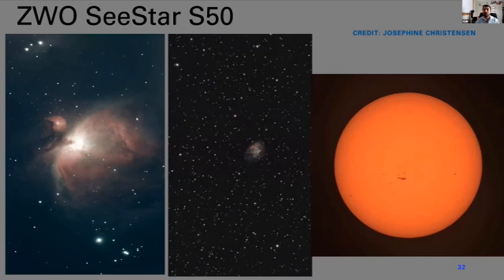So these are some of the images that Josephine had sent me from the ZWO C-Star. On the left is the Orion Nebula. In the middle is the Crab Nebula. And on the right is, using the solar filter, the sun with that giant group of sunspots that we saw recently.